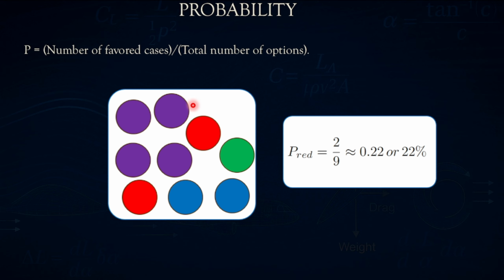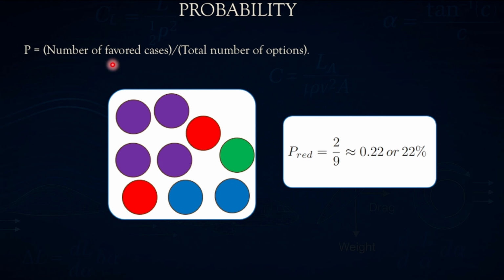What are the favored cases? You have two red balls, so you would get either the first one to the right or the second one to the left. So one or the other, which is two cases, divided by the total number of options, which means the total number of balls.